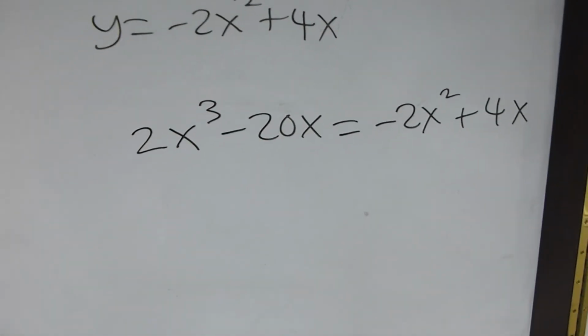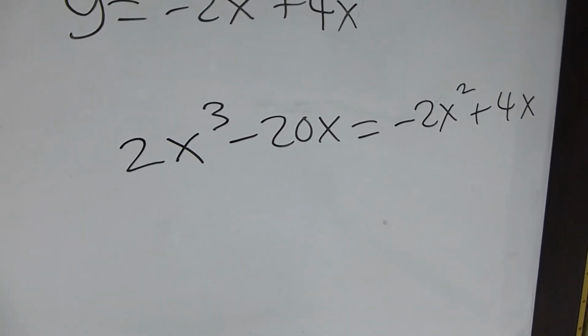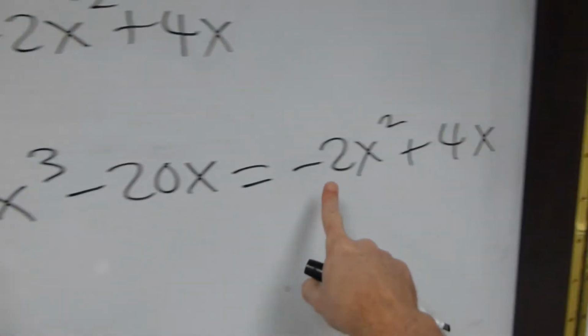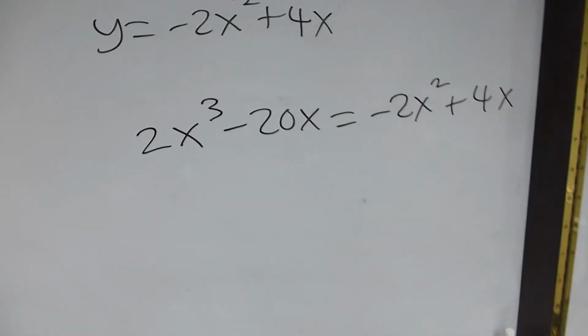So finding the intersection of two graphs, very important. Now, are there two or more types of x? Yeah, there are x cubes, x squareds, and x to the firsts. There are all kinds of x.